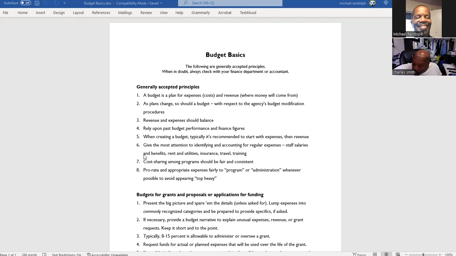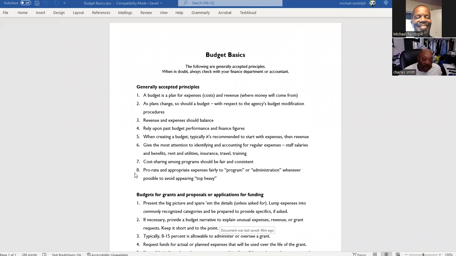So let's start with you reading what are the generally accepted principles. Number one, a budget is a plan for expenses, cost, and revenue, where money will come from. Number two, as plans change, so should a budget with respect to the agency's budget modification procedures. Number three, revenue and expenses should balance. Number four, rely upon past budget performance and finance figures. Number five, when creating a budget, typically it's recommended to start with expenses, then revenue.